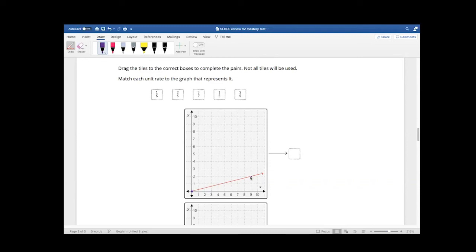This one's crossing right at the lines, I can tell. So I'm going to use these 2 points to do my rise over run. My rise is 2, my run is 9. Rise over run, I write it as a fraction. So this one would be the 2/9.